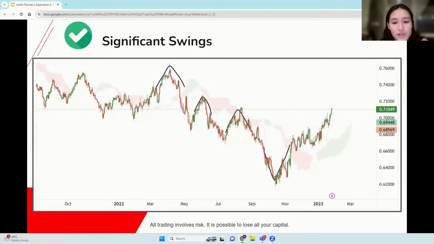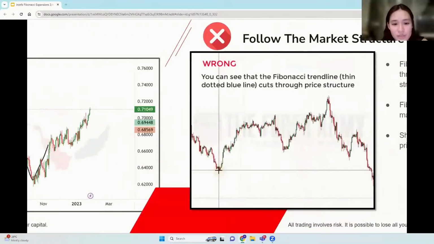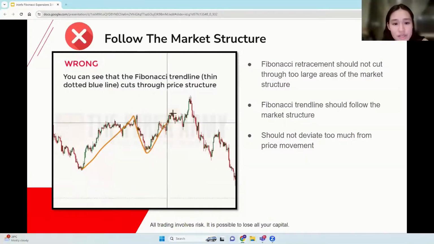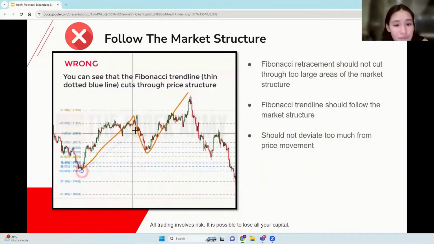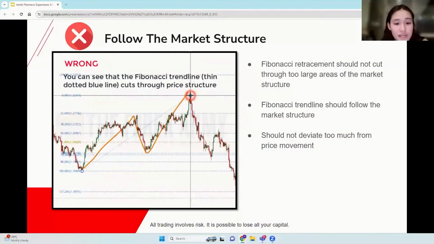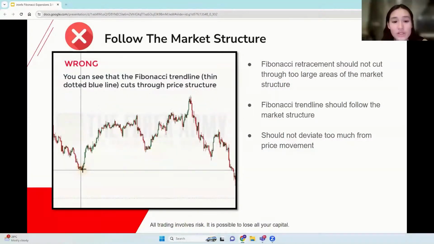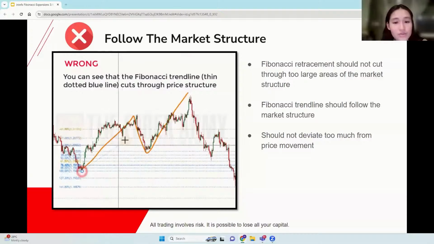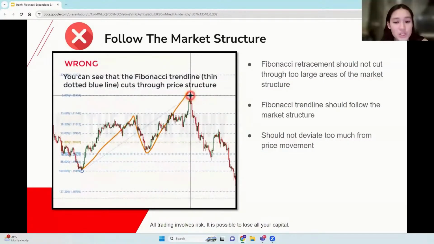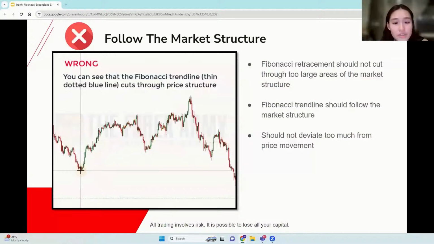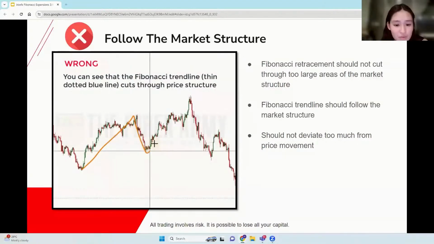Okay, next, let's look at how you can follow the market structure. So in this example, you can see that the Fibonacci trend line, which is basically the line that we've drawn here, cuts through the price structure and doesn't follow the shape of the chart. So Fibonacci retracement levels should not cut through too large areas of the market structure. The Fibonacci trend line should follow the shape and should not deviate too much from price movement.